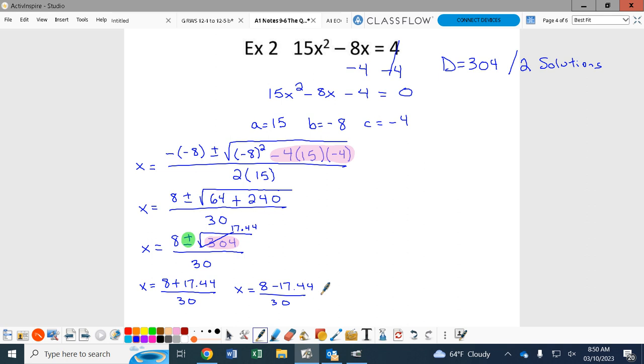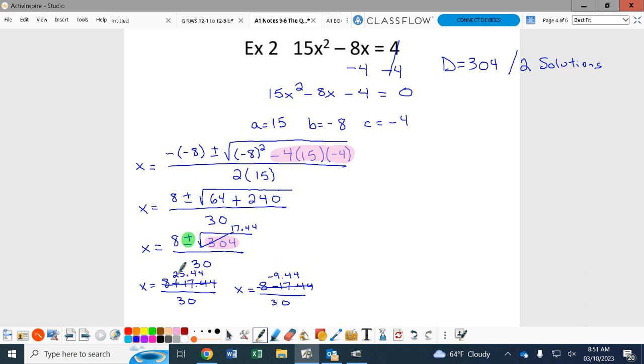Awesome. Okay, grab your calculators and add this together. 8 plus 17.44 would be 25.44? And then what is 8 minus 17.44? I'll let y'all do that one. 8 minus 17.44. What was it? Negative 9.44? There we go.